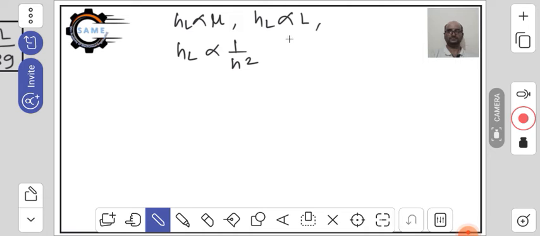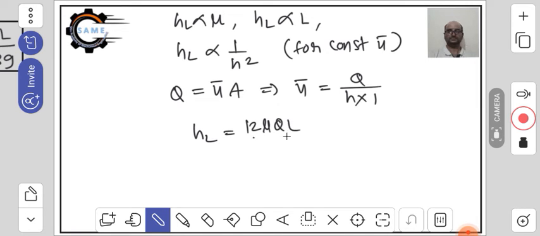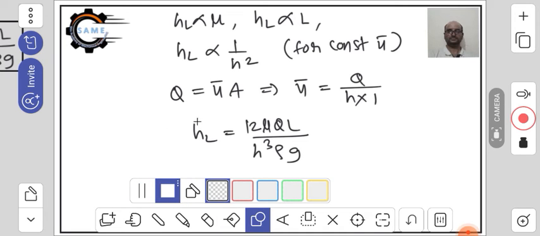So this is for constant U bar. Now see, once you find out this average velocity, the next thing is very easy, right? Q is the average velocity into area, right? So how can I write from this: U bar is equal to Q upon H into 1, if the width into the paper is 1. So from this I will get HL is equal to 12 mu QL divided by H cube rho G. Okay, any doubts up till now?